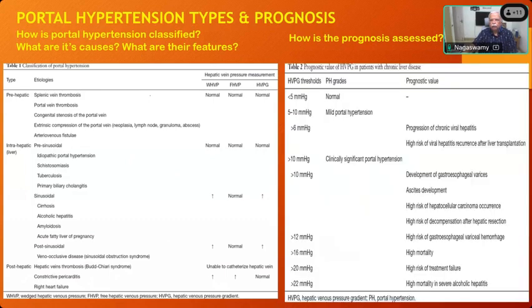Regarding prognosis, after assessing this, there is the prognostic value of hepatic venous pressure gradient. If it is less than 5, it is normal. 5 to 10, mild portal hypertension. When it is more than 6, progressive viral hepatitis will happen. More than 10, clinically significant portal hypertension. And when it becomes more than 22, high mortality in severe alcoholic hepatitis.